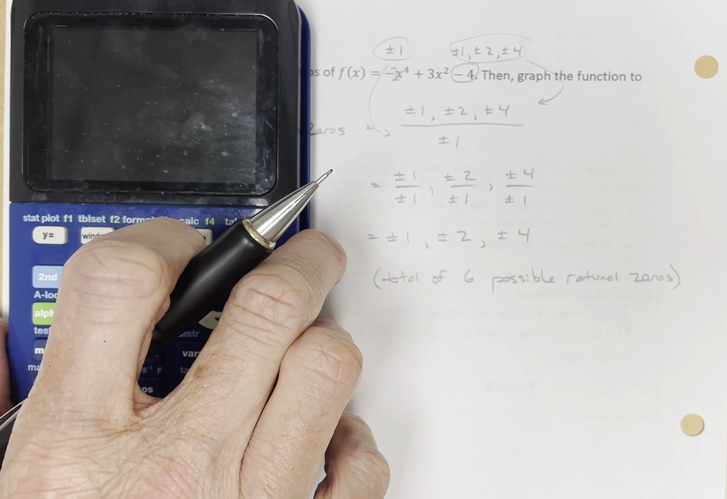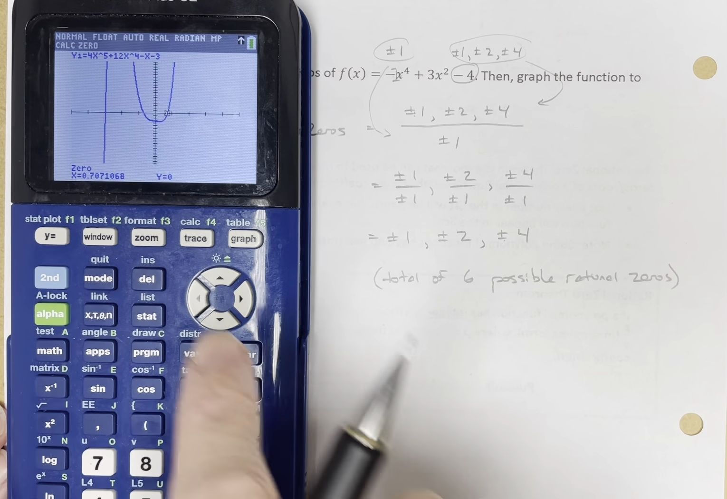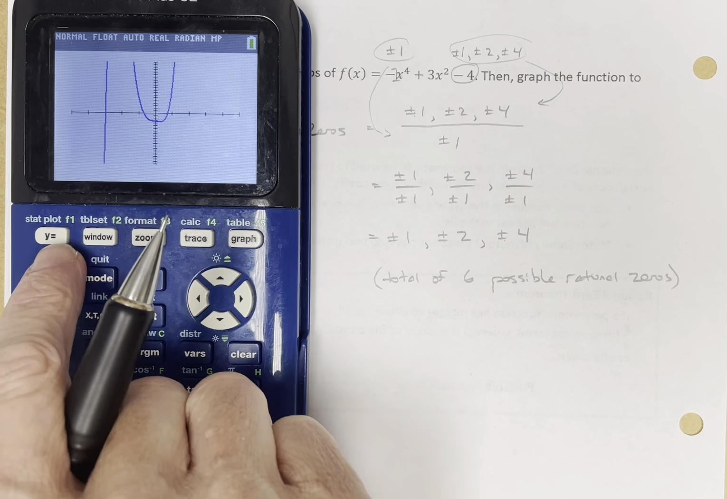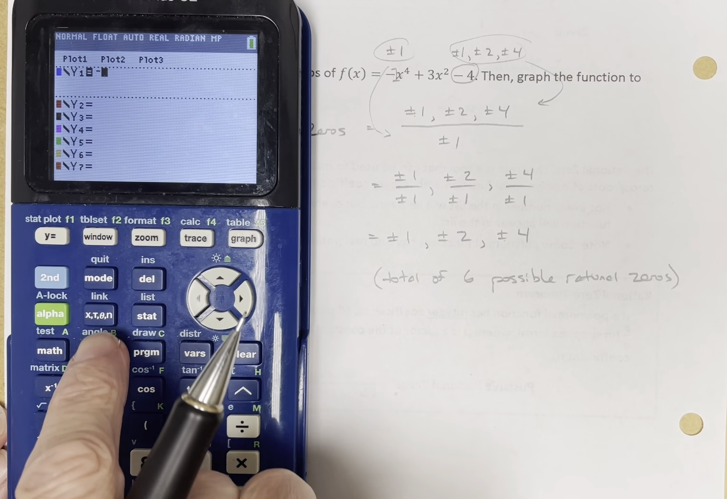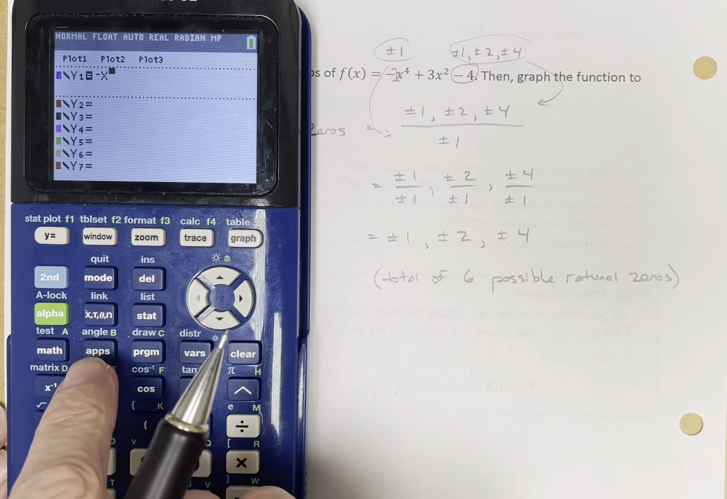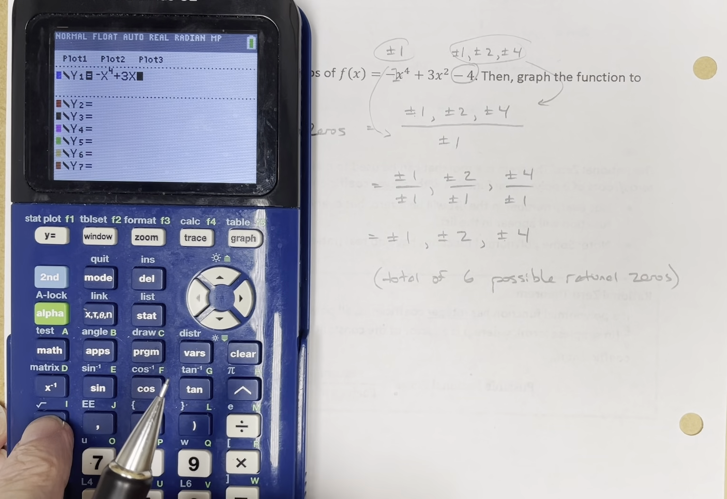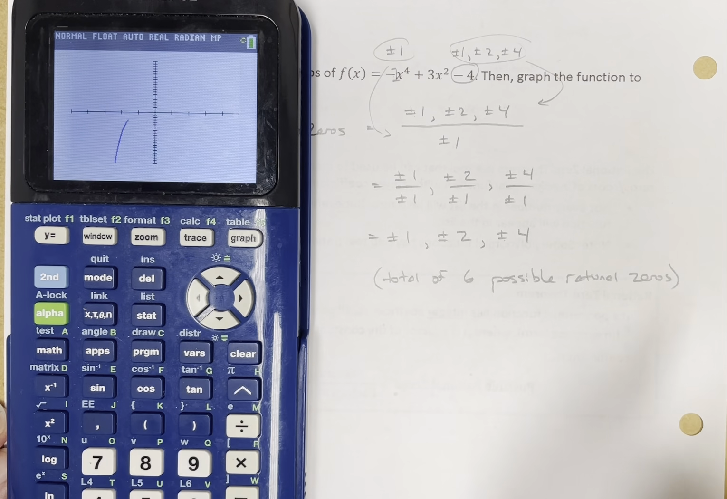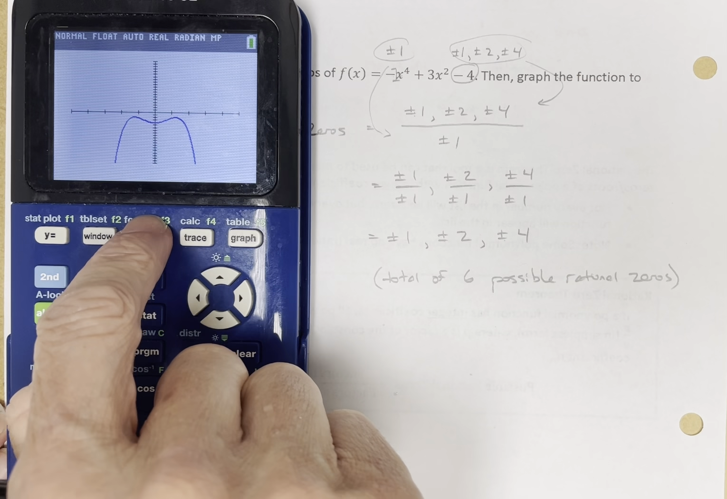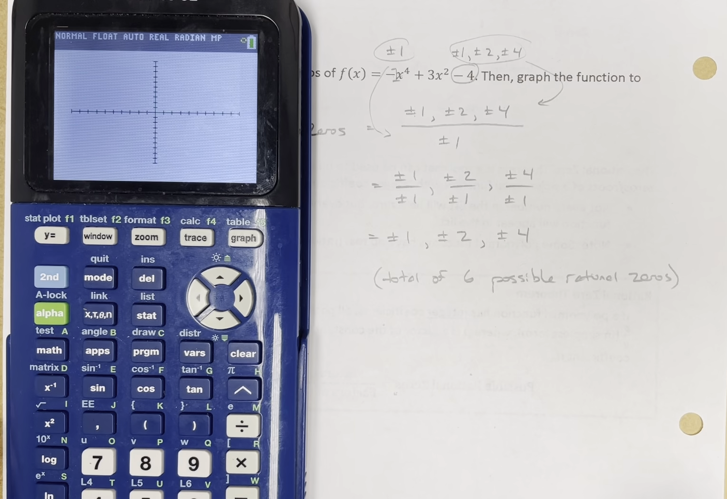So I'll go into here. Let's see what our graph tells us. So let's turn it on. Whoops. Okay, get out of this one. Get to y equals and get out of that one. Let's put in negative x to the 4th plus 3x squared minus 4, and let's graph it. Remember, my window is a little bit strange. Well, let's go back to my standard window. We can see this a bit more clearly, so I'll go down to standard, negative 10 to 10, and here it is.